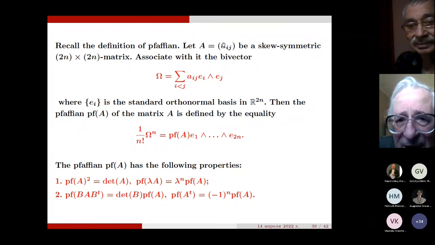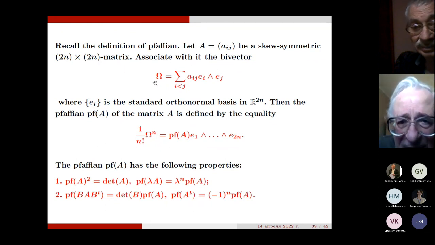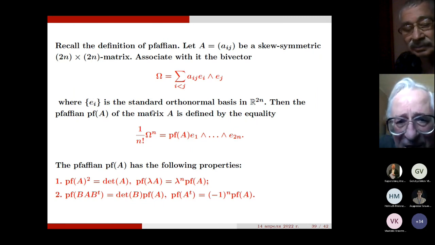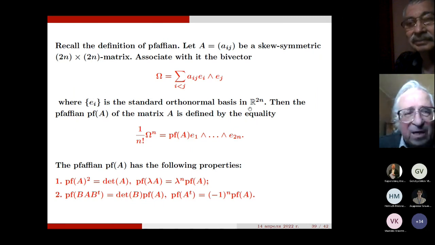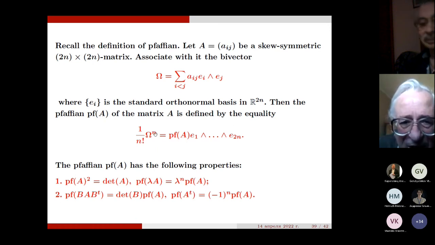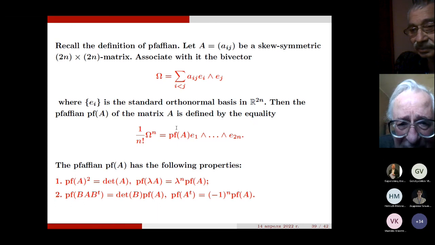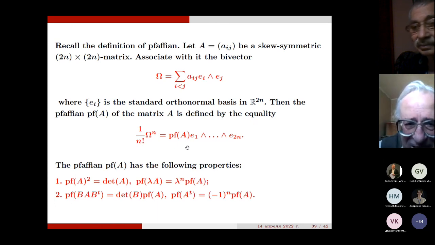Suppose that we have A, which is a skew-symmetric matrix of dimension 2n times 2n. We can associate with this matrix the bivector of this form, where A_ij is this matrix and e_i is the standard orthonormal basis in R^2n. Then the Pfaffian of the matrix is defined by the following equality. We take the nth power of this bivector, and in the right-hand side we take the standard volume element in our space R^2n, and then this factor, which we have here, is precisely the Pfaffian.